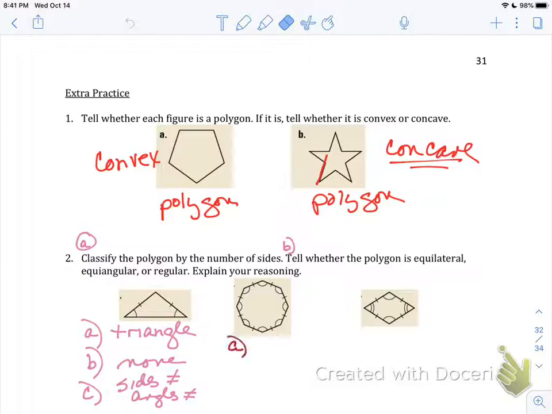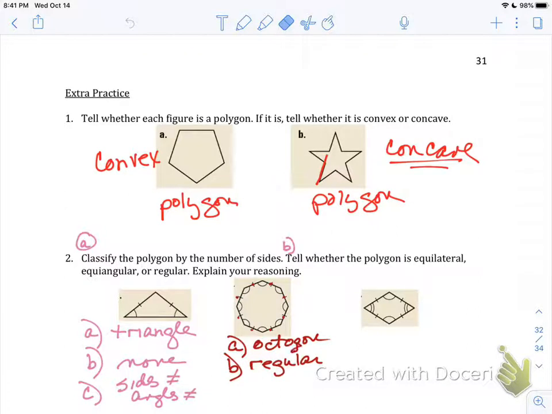A, number of sides. 1, 2, 3, 4, 5, 6, 7, 8. 8 sides is an octagon. Again, you've got to memorize these. Okay, what do I see? Sides are equal because they all have one hash mark, and angles are equal. So that really is my reasoning. So let me now put that there. Since I noticed that, I can say that it's regular.